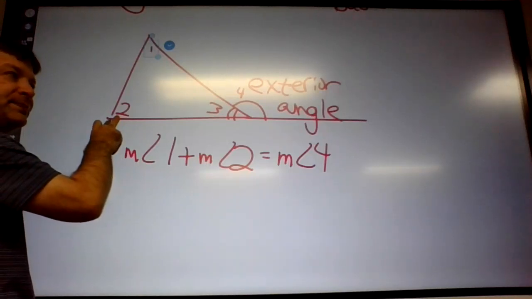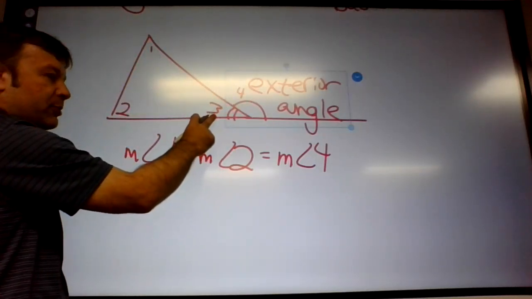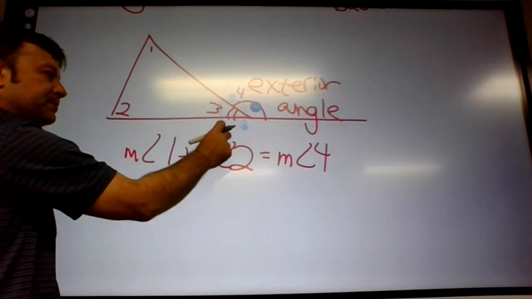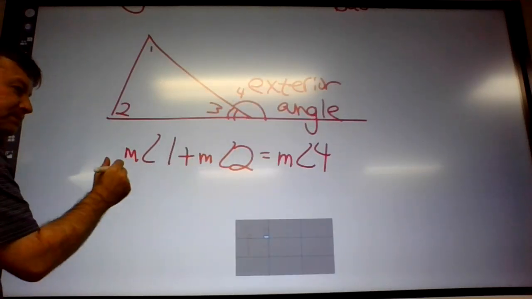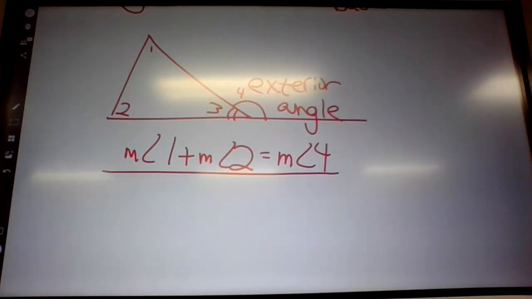You guys follow that? This and this add up to this. 3 is not remote. 3 is right next to it. These two would have to add up to 180. That's all we know about that. But anyway, that's called the exterior angle theorem. Okay. Now that is everything.